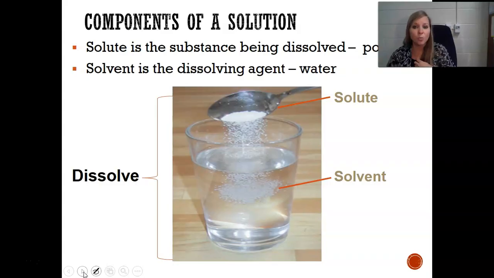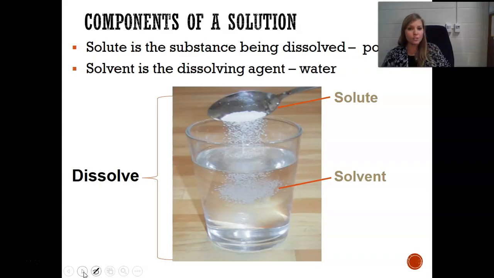Okay, so solubility. Solubility again is whether or not a substance will dissolve. So let's talk about two components of a solution. The solute is the substance that's being dissolved. So in this case, it's a powder. The solvent is the dissolving agent, which is the water.